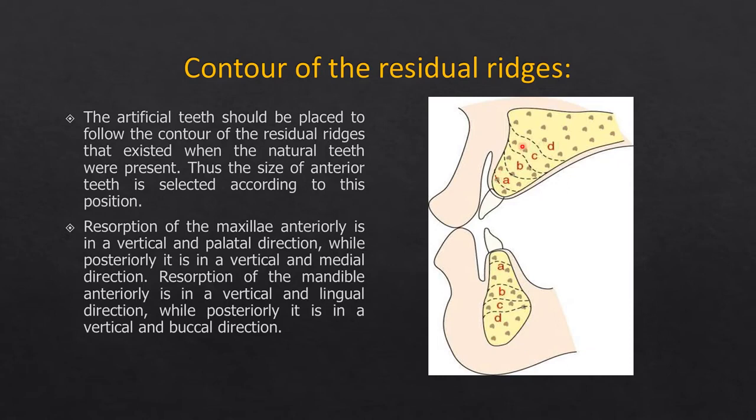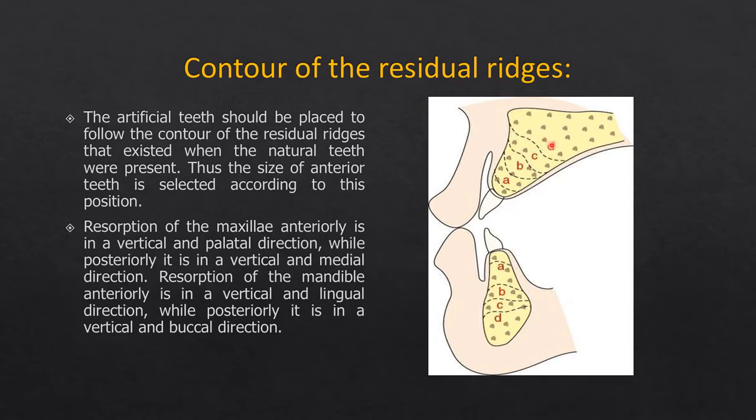So, with age and with residual alveolar ridge resorption, the maxilla resorbs in a vertical and palatal direction anteriorly, and posteriorly it resorbs in a vertical and medial direction. Whereas the mandible resorbs in a vertical and lingual direction anteriorly, and posteriorly it resorbs in a vertical and buccal direction. So in a sense, with resorption the mandible becomes larger and the maxilla becomes smaller.